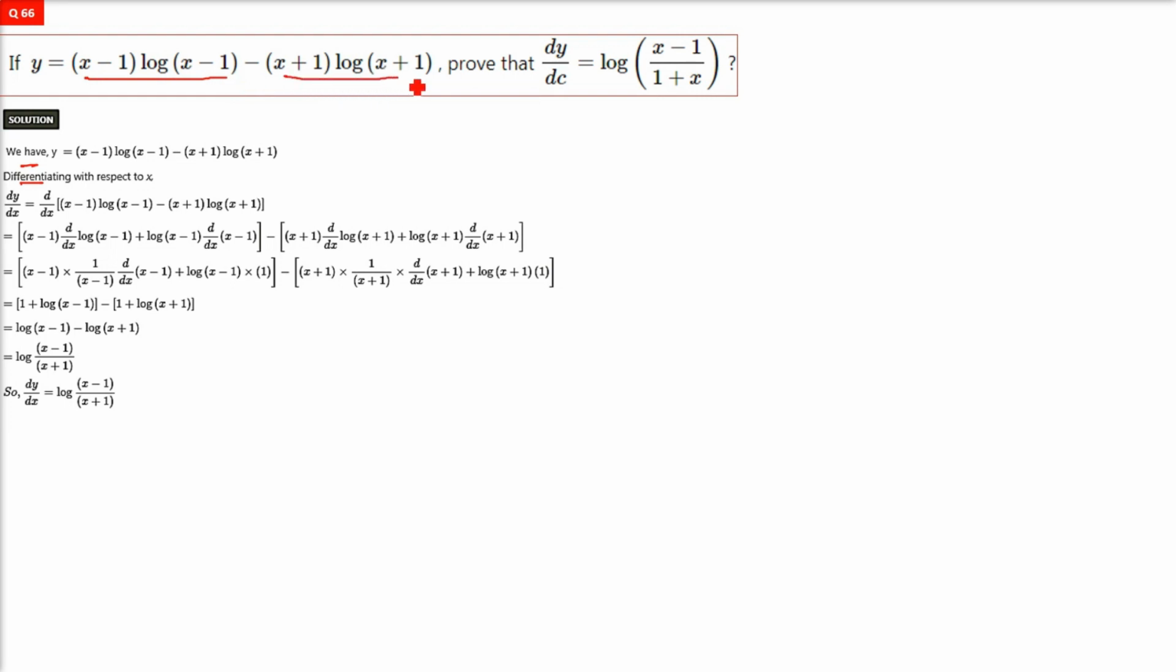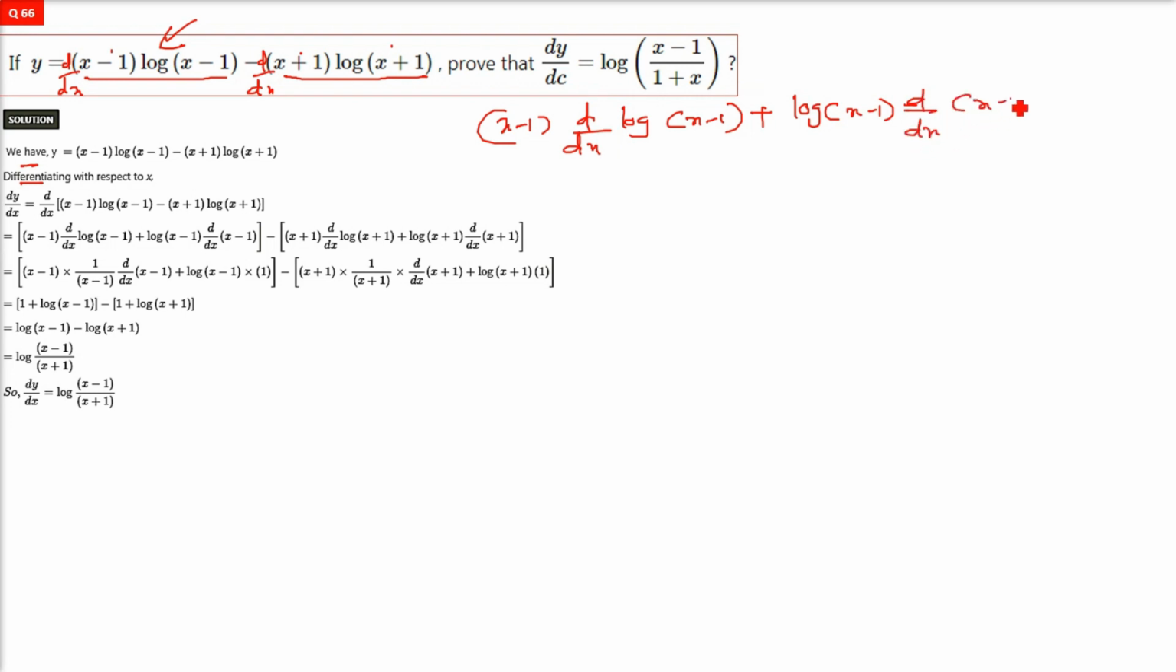Okay, d by dx of x minus 1 log x minus 1 minus x plus 1 log x plus 1. This again d by dx, and then we will just subtract these two. So first term, second term, there are two terms with a subtraction sign. First term we will apply the differentiation with respect to x, employing the product rule. So x minus 1 d by dx of log x minus 1, then plus log x minus 1 and d by dx of x minus 1. First I am doing this one only.